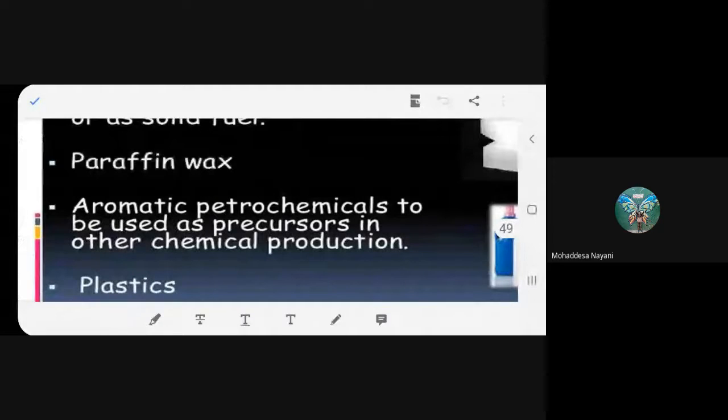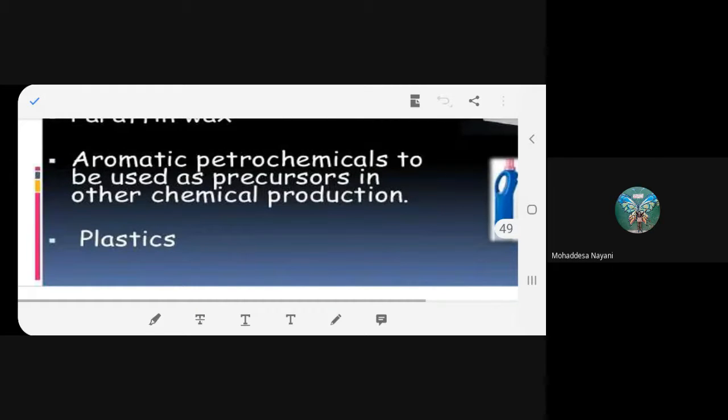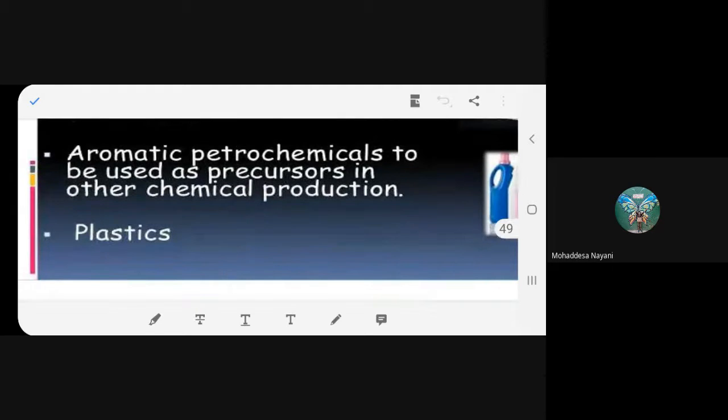Then we have aromatic petroleum. What is the meaning of aromatic? Which has got smell, sweet smell. So we have aromatic petrochemicals which can be used as a raw material for other chemicals. Is this clear? So we can take this as a raw material for producing other chemicals. And the last one is plastics. So you get plastics from petroleum. Is this clear? Okay, so these are the uses.